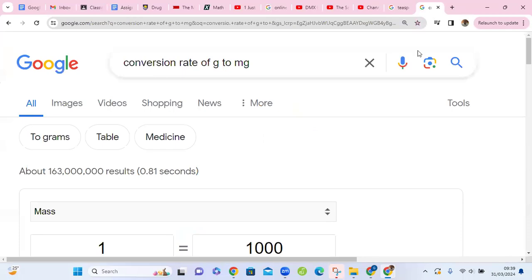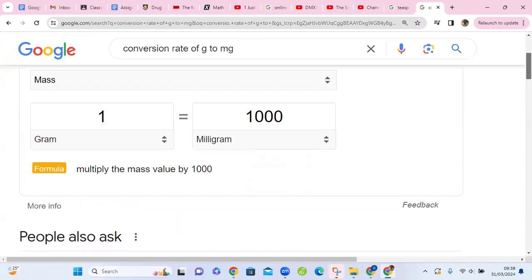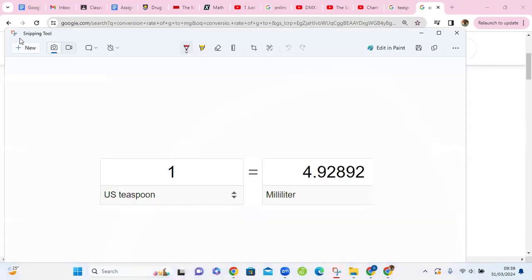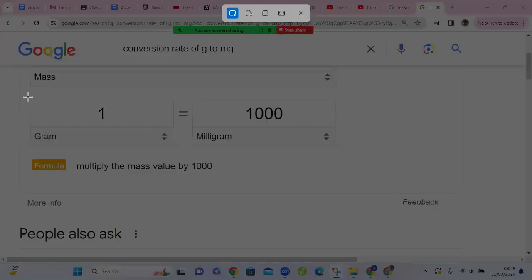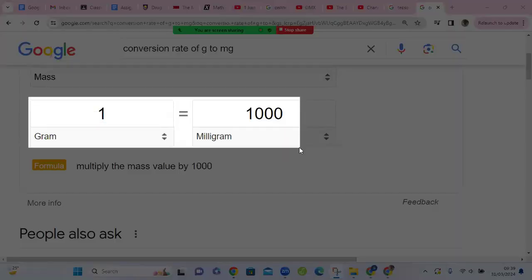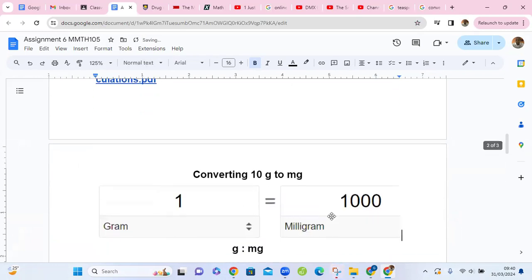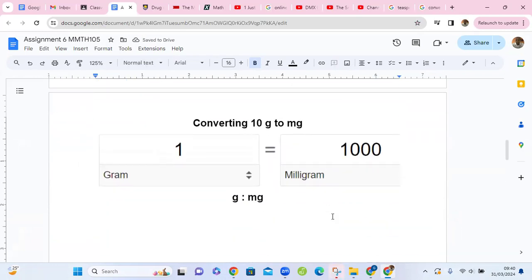Let's go back to check this out. It says 1 gram is 1,000 milligrams. So we'll use those two numbers as our starting ratio: 1 on the grams and 1,000 on the milligrams. Now we've got 10 grams, and we're looking for X amount of milligrams.